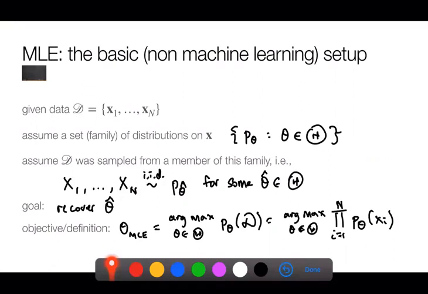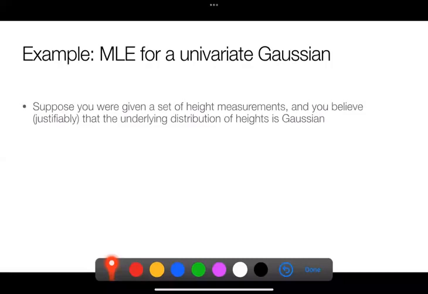Okay, let's get into an example. The first example that we're going to do is for Gaussians: maximum likelihood estimation for a univariate Gaussian. Univariate meaning in one dimension. Suppose that you were given a set of height measurements, like you measure the height of everybody in this class, and you believe, justifiably, that the underlying distribution of heights within a particular population is Gaussian.